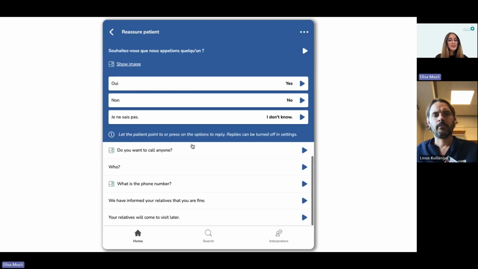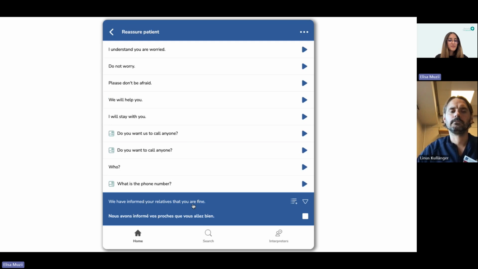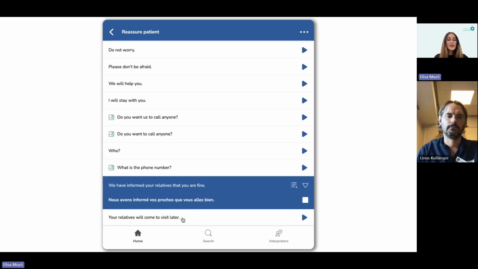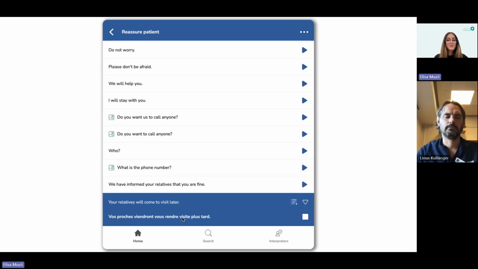You can let them know that you have informed their relatives that they are fine. Nous avons informé vos proches que vous allez bien. And they will come to visit. Vos proches viendront vous rendre visite plus tard.